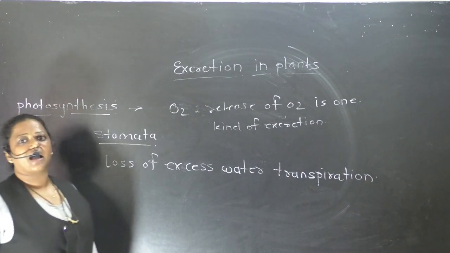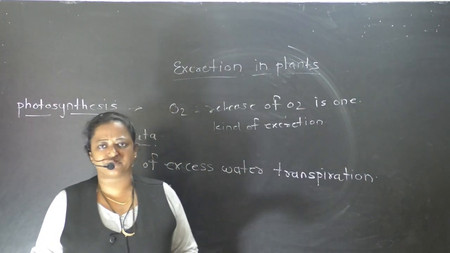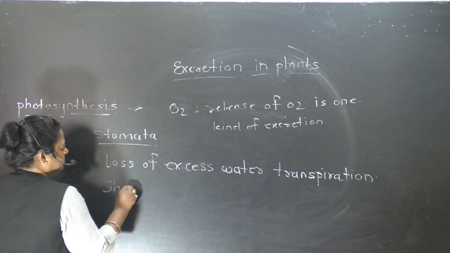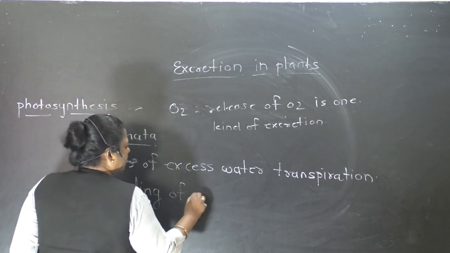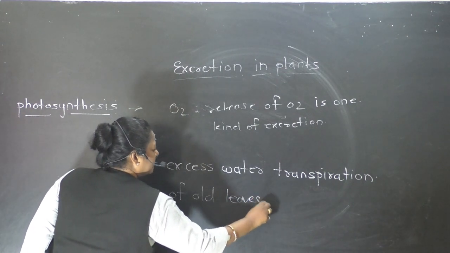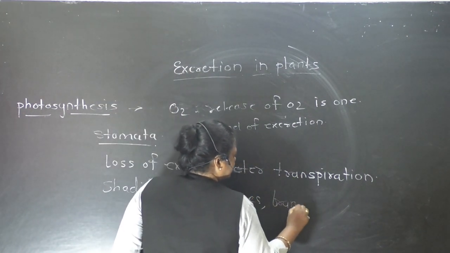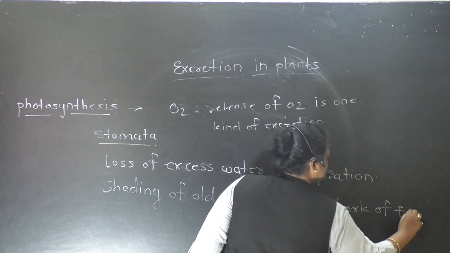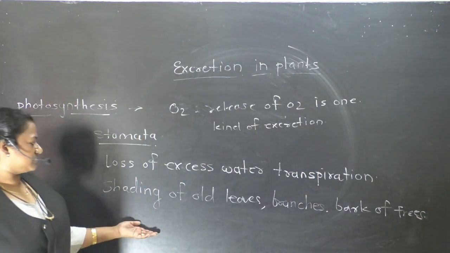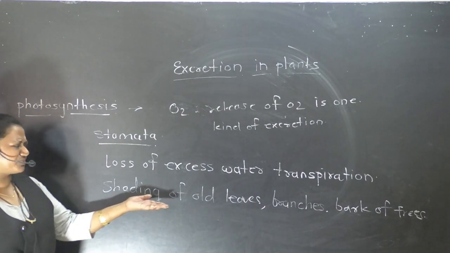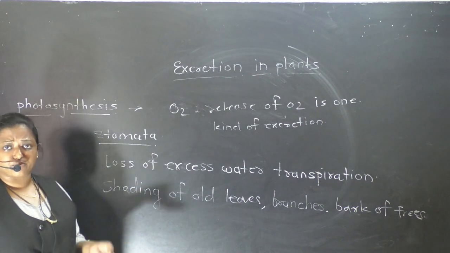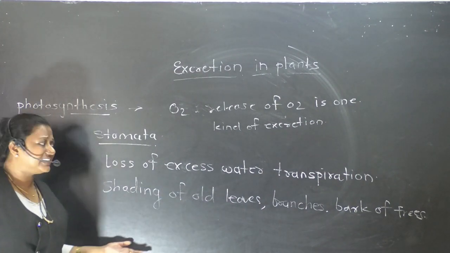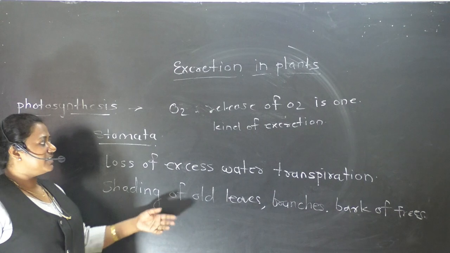As well as, we have seen, once the plant is getting old, it has to get rid of some parts. It is shedding of leaves. You can say shedding of old leaves, branches, or barks of trees also comes under the excretion of plants. That means shedding of leaves, shedding of branches, shedding of ripened fruits, shedding of flowers which are of no use anymore, all of that also comes under excretion.